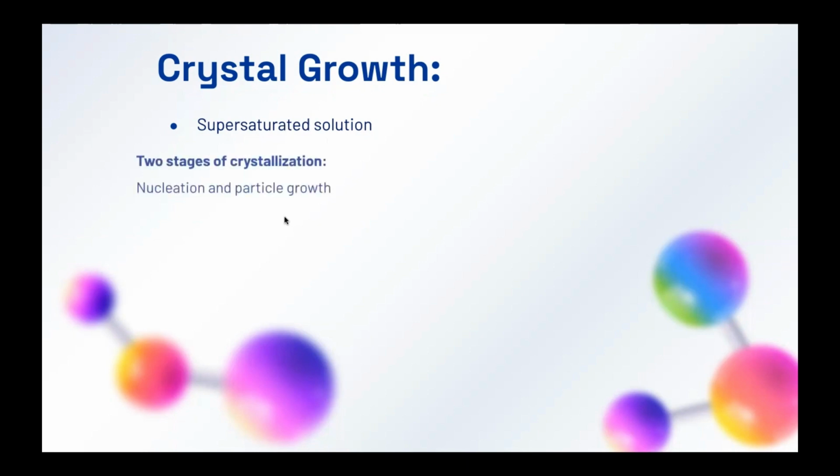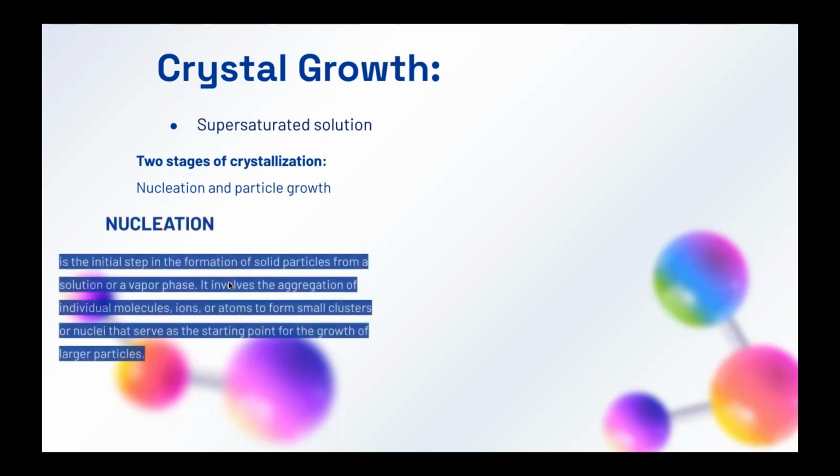So there are two stages of crystallization. First is nucleation and then particle growth. So what are those? Nucleation is the initial step in the formation of solid particles from a solution or a vapor phase. It involves the aggregation or clumping of individual molecules, ions, or atoms to form small clusters or nuclei that serve as the starting point for the growth of larger particles.